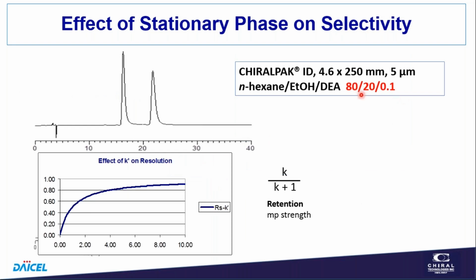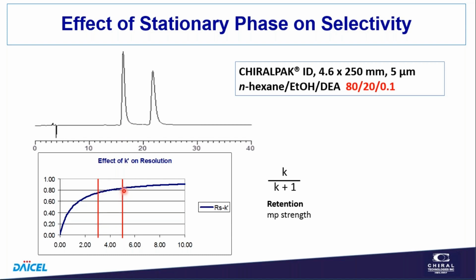In fact, on the ID, going from 50-50 hexane-ethanol to 80-20 using a weaker mobile phase, we did find a separation. This actually came from one of our application notes. I didn't do this experiment, but looking at it, I would have thought, okay, the retention factor is around 5 or so, so we could probably reduce retention and still get a pretty good separation.